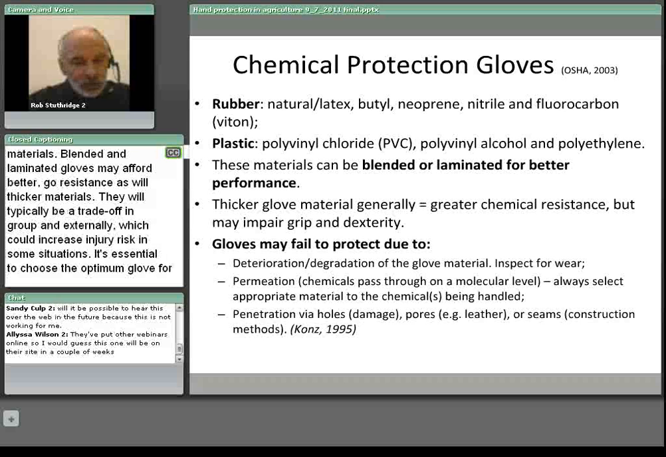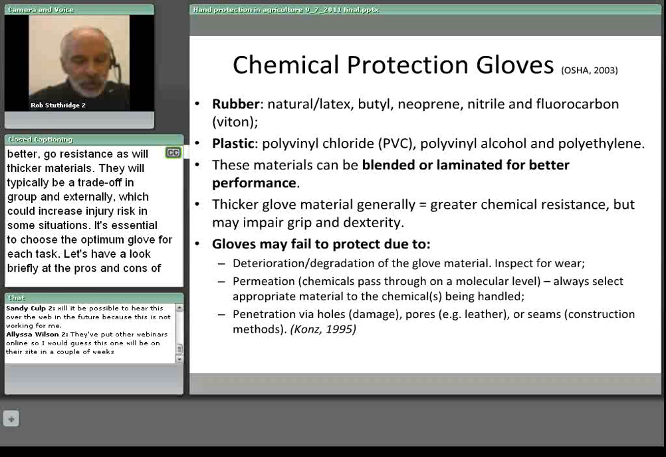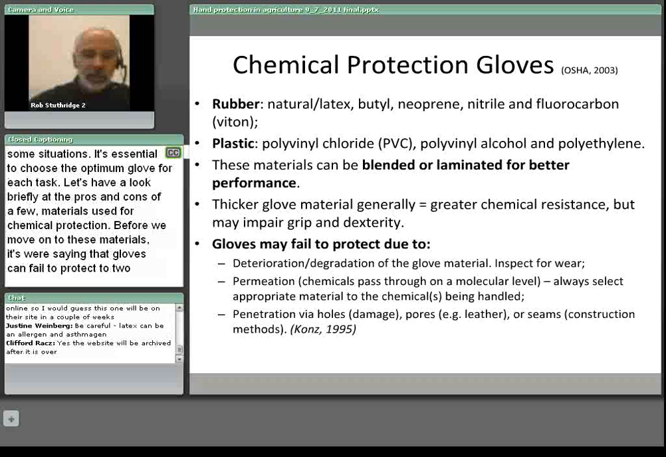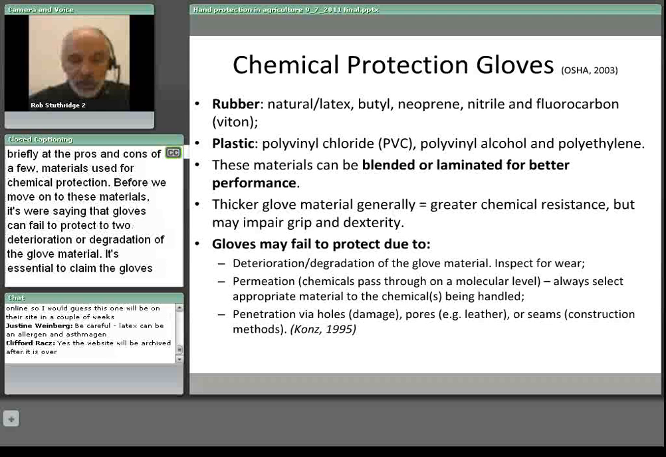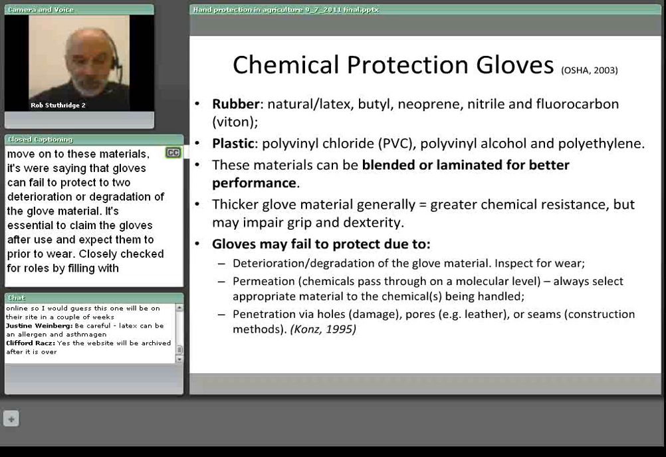Before we move on to these materials, it's worth saying that gloves can fail to protect due to deterioration or degradation of the glove material. It's essential to clean the gloves after use and to inspect them for wear prior to handling chemicals. Gloves can be checked for holes quite simply, in most cases by filling with water, closing the cuff and exerting pressure. Tears, damaged seam welds and holes will be revealed, but you have to dry the glove prior to use. Discard and replace faulty gloves.